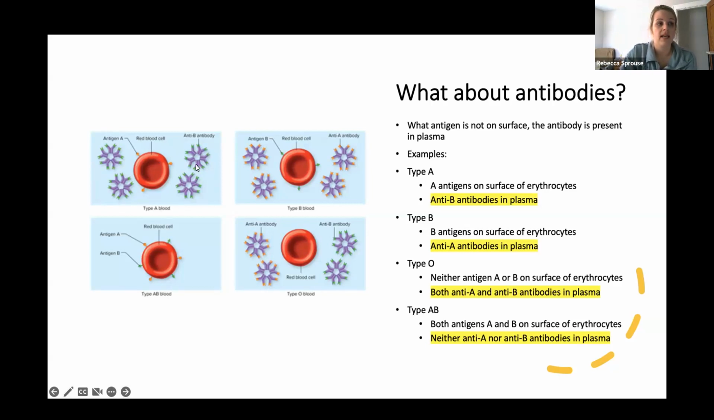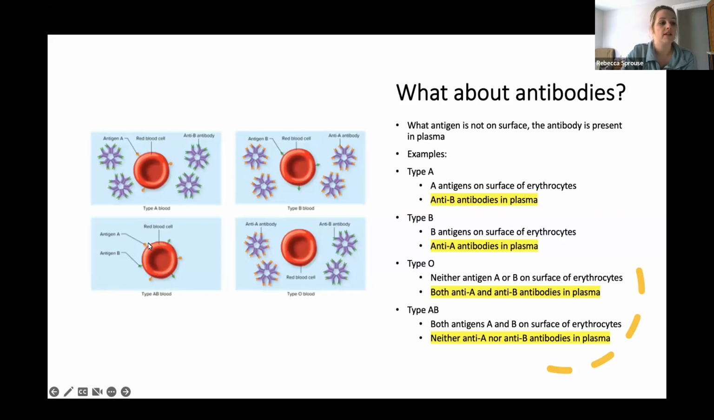Now think about that. If you had A antibodies in your plasma, all of these little A antibodies would attack your own red blood cells, right? So you have to have the opposite. If you have A on your surface, you have B antibodies in your plasma. Opposite wise, if you have type B antigen on your surface, you have anti-A antibodies in your plasma. So these little antibodies don't like antigen A, but not to worry because your red blood cells have antigen B. So these antibodies aren't going to bother your own red blood cells.